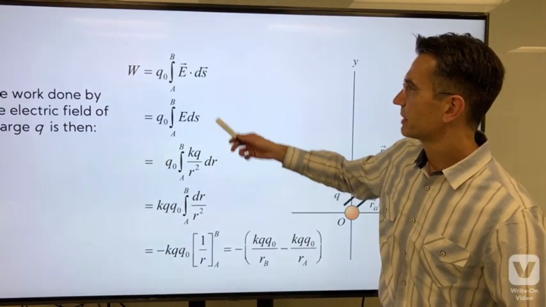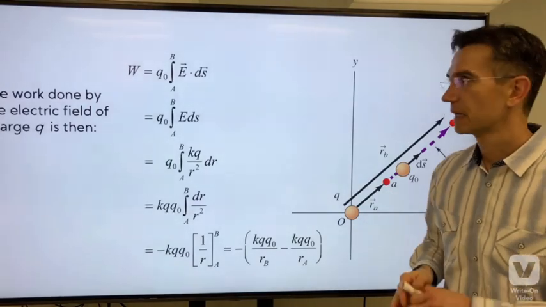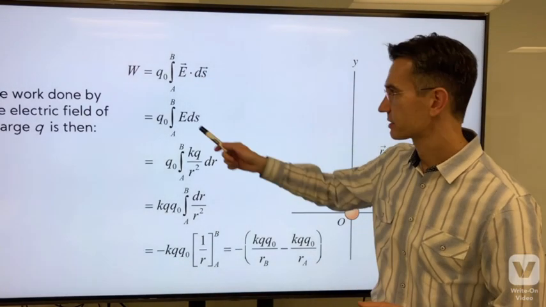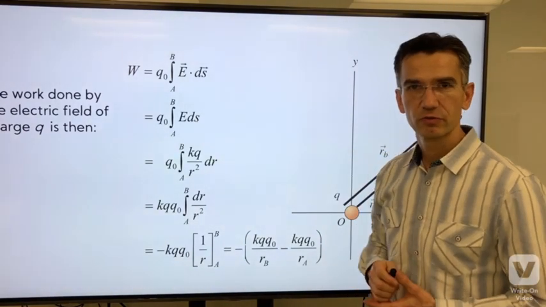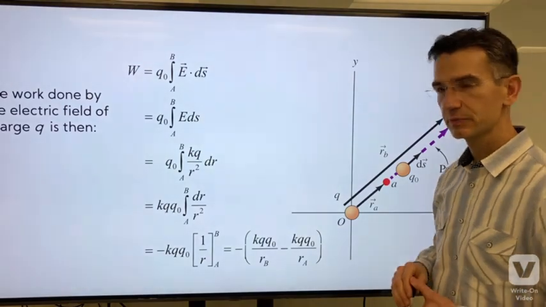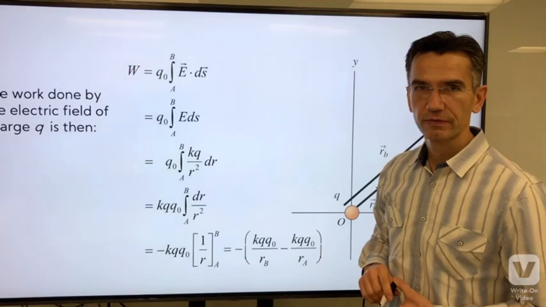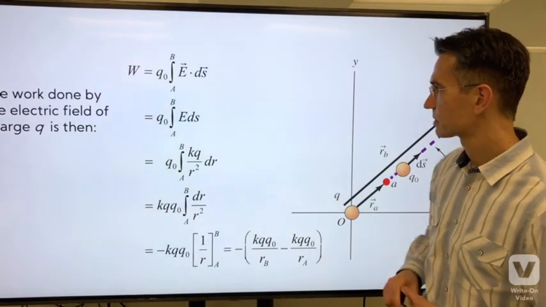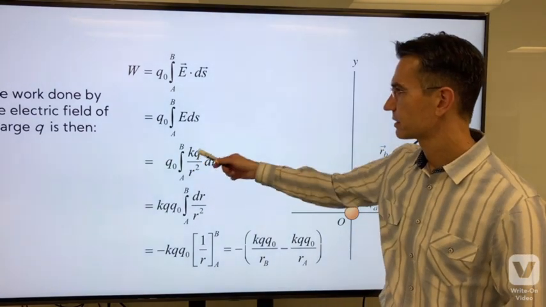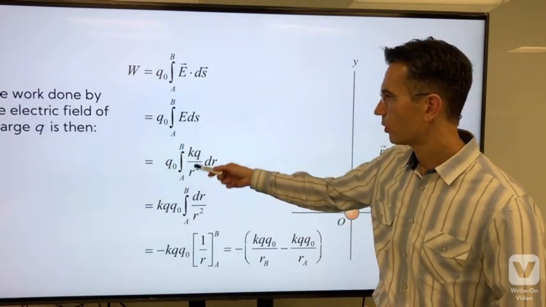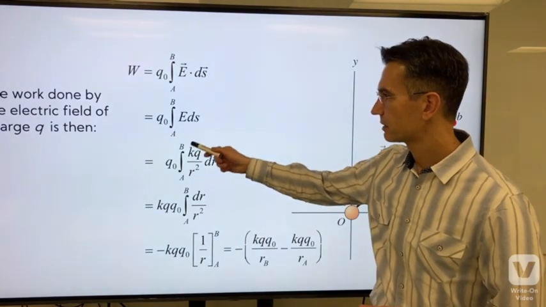So then, because E and ds in our chosen path are along the same line, their dot product equals just their actual product, and ds here is the same as the change in radial displacement, so ds is the same as dr. And for E, we use the electric field of a point charge, Q, so E is going to be kq over r squared. So now this is an easy integral. We have 1 over r squared dependence, so we have to integrate by dr from point A to point B.